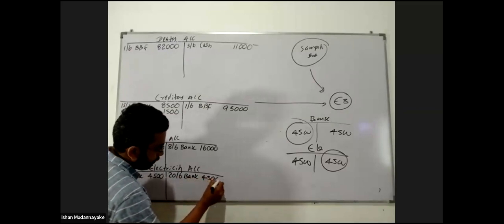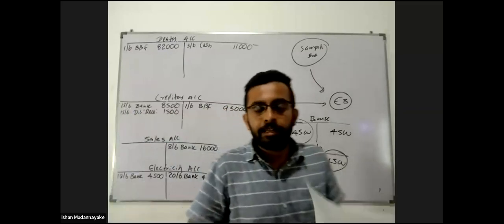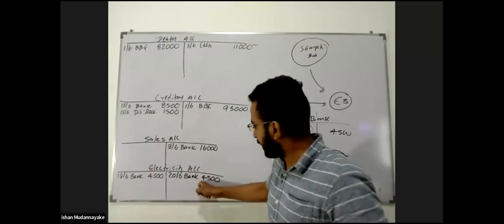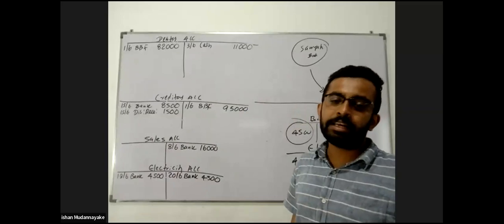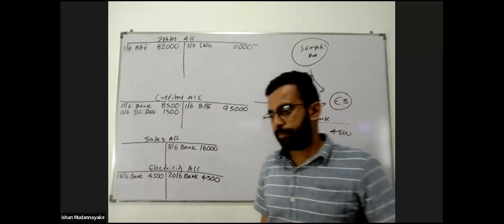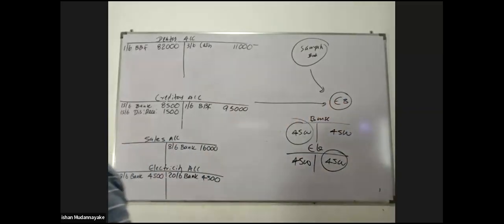4,500. Okay then? Bank account debit, electricity account credit. Reversal of entry. Reverse entry. Again, electricity account credit 4,500. Right. Inoki, is it clear? Yes, sir. Right.